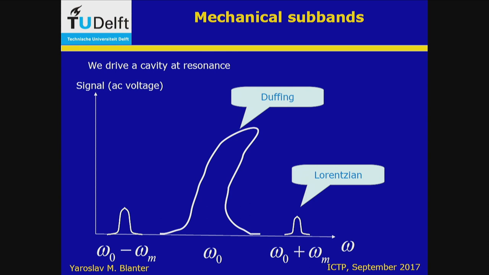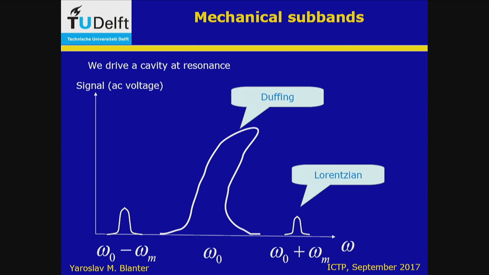So what should we expect if we just drive the cavity? In the first instance, if the cavity is linear, we just get a Lorentzian. Now, this is a nonlinear cavity. We should get something which responds as a Duffing oscillator, which is this thing in the middle. That part is unstable, and this is kind of what we get. Now, we know that we should also get mechanical subbands in a linear oscillator if it's coupled to a mechanical resonator.